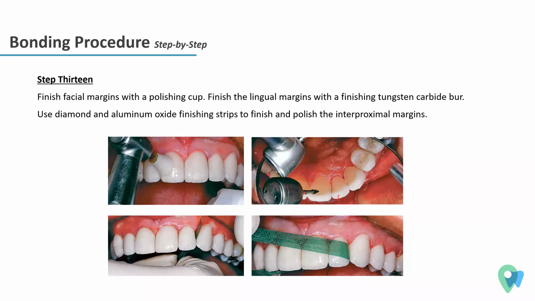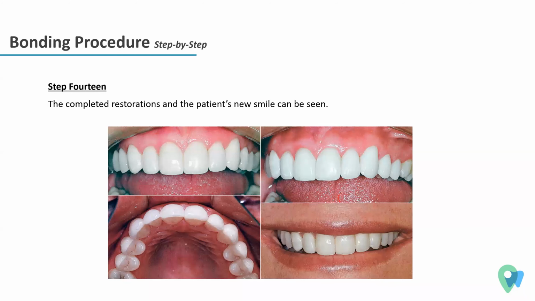Finish facial margins with a polishing cup. Finish the lingual margins with a finishing tungsten carbide burr. Use diamond and aluminum oxide finishing strips to finish and polish the interproximal margins. The completed restorations and the patient's new smile can be seen.